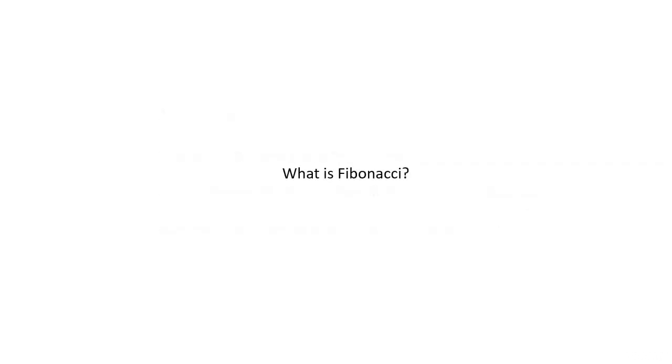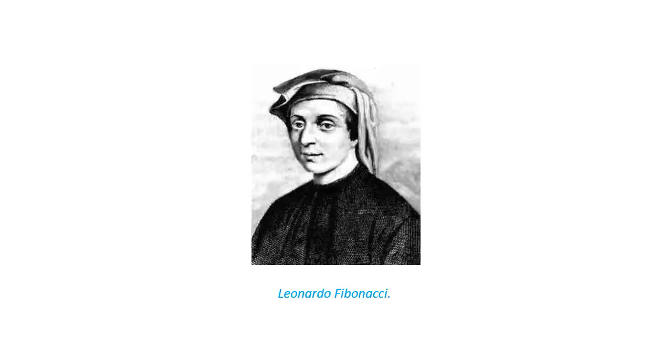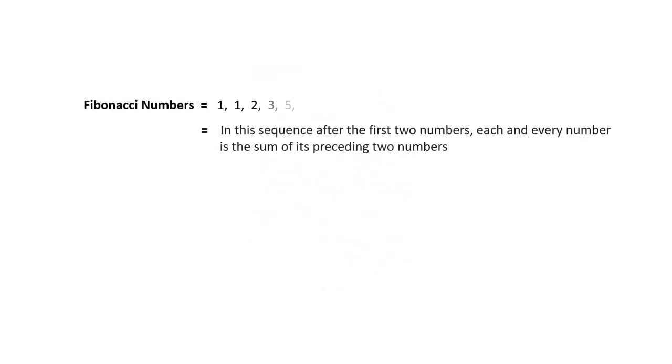So what is Fibonacci, or where did the term Fibonacci come from? Fibonacci is the name of a famous Italian mathematician who introduced the Fibonacci number sequence to Western Europe. In mathematics, Fibonacci numbers are the sequence of integer numbers in which, after the first two numbers, each and every number is the sum of its preceding two numbers. This sequence is known as the Fibonacci sequence.